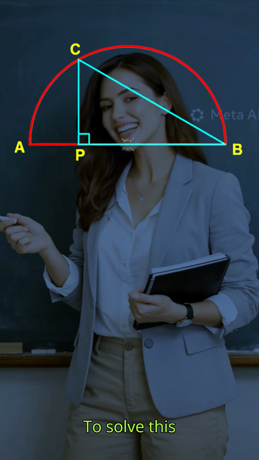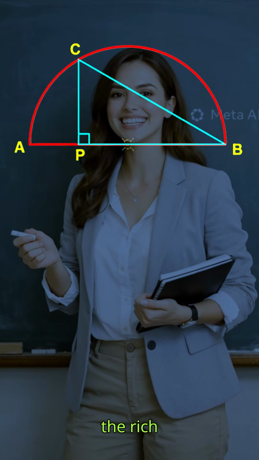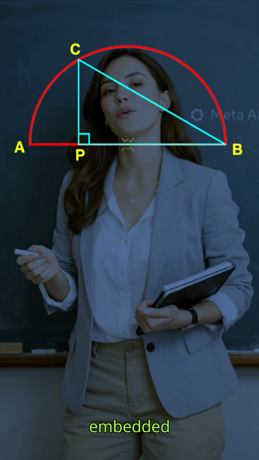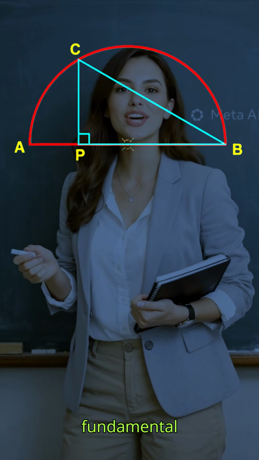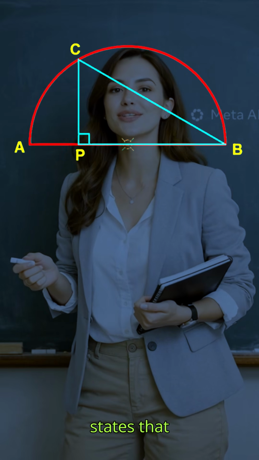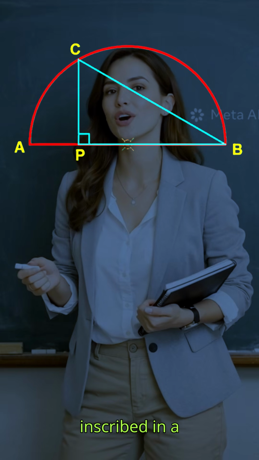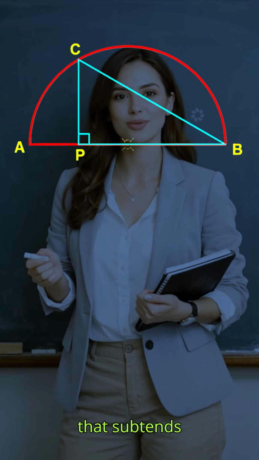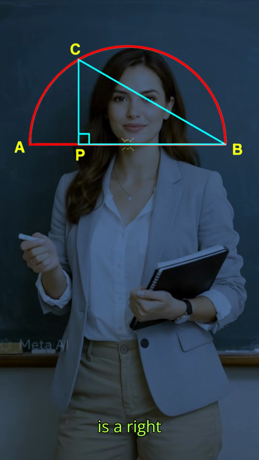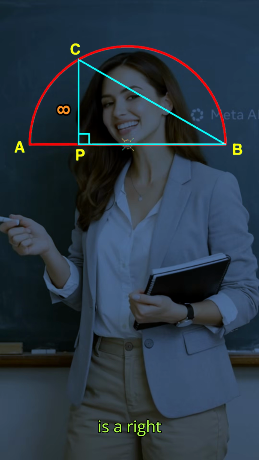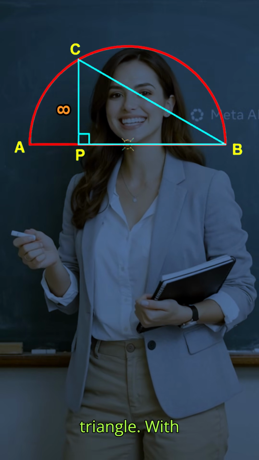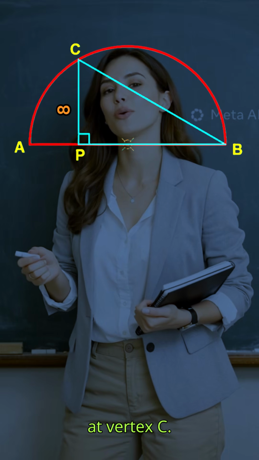To solve this problem, we must analyze the rich geometric relationships embedded within a semicircle. A fundamental property of circle geometry states that any angle inscribed in a semicircle that subtends the diameter is a right angle. Consequently, triangle ABC is a right-angled triangle with its right angle situated at vertex C.